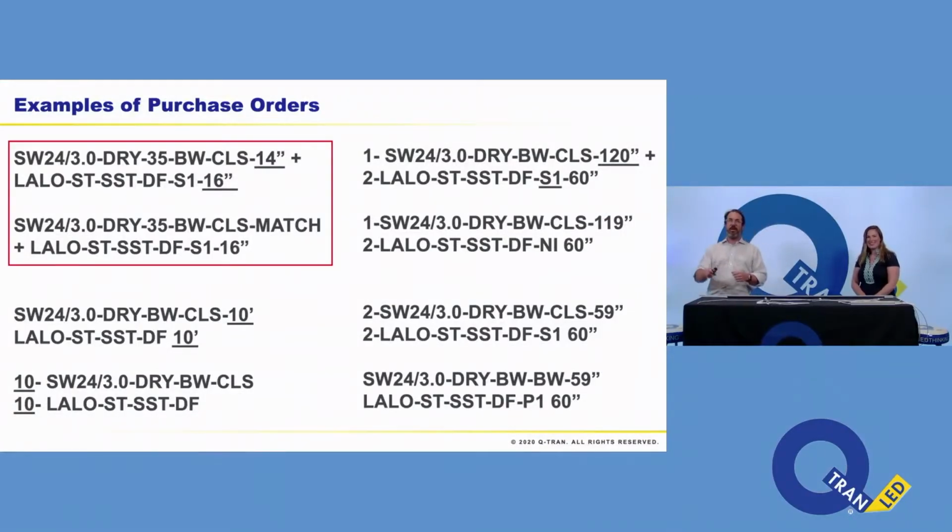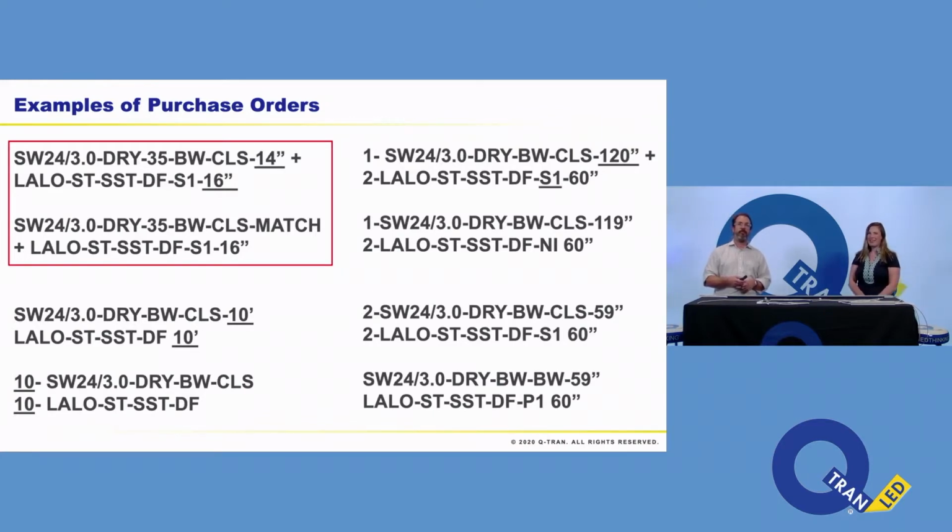Actually, before we do that, and I did this earlier, let's show some examples of what some of the purchase orders or requests you've had, and then these follow-up questions. We can show people what some of these mistypes or clarifications that we need. So the first one here looks at the 3 watt per foot tape and dry with a bare wire closed in 14 inches, and they want a Lalo extrusion with an S1 in 16 inches. So what's wrong with that one?